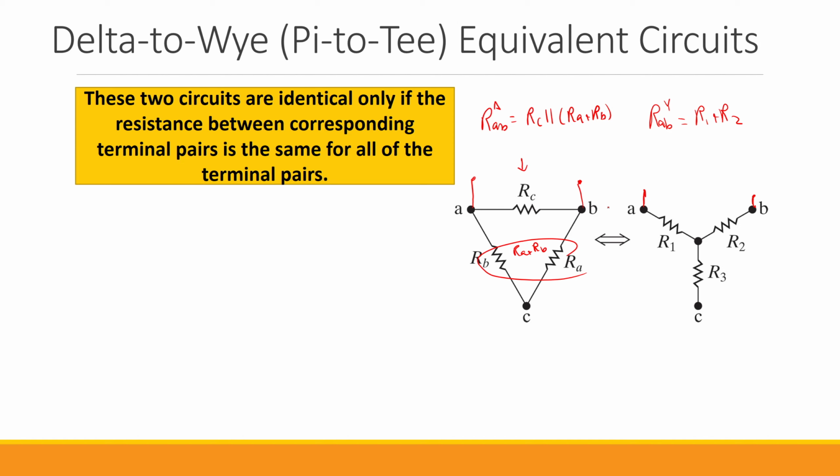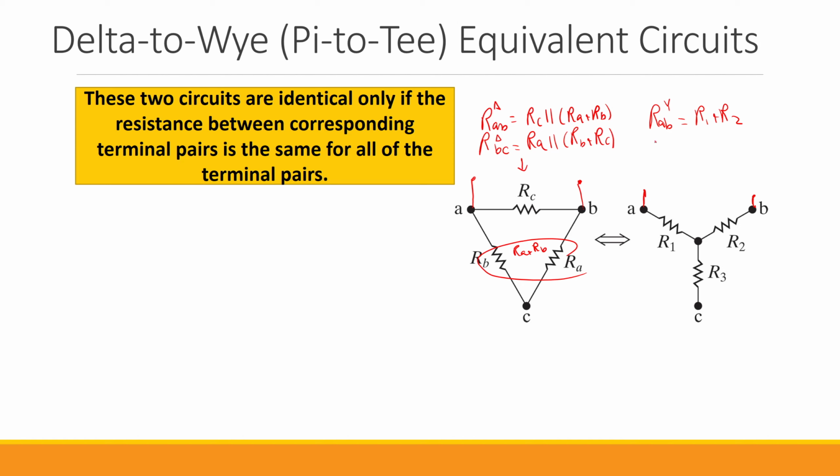You can do the same for the other ones as well. So for example, for RBC, for the delta configuration, the resistance that we see between B and C nodes, while A is not connected anywhere. Since A is not connected anywhere, RC and RB are in series, and the result is in parallel with RA. So it will be RA in parallel with RB plus RC.